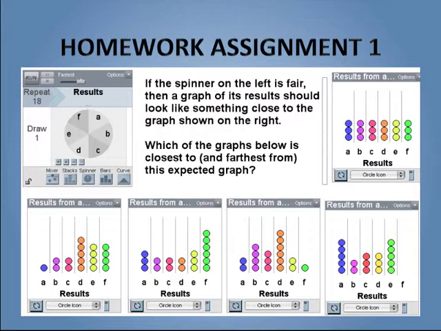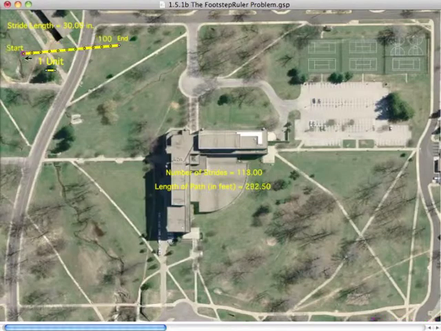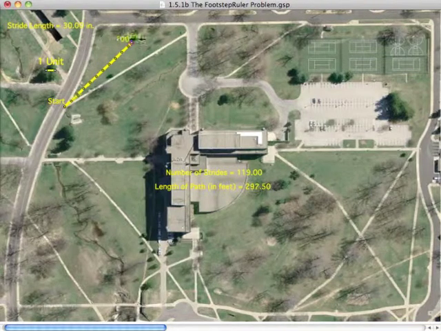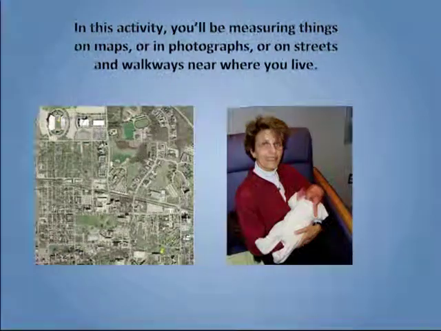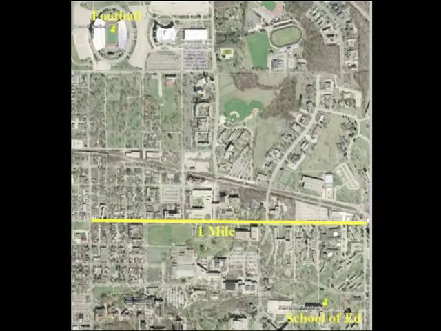This is also a problem about distances, but, for now, we'll focus on length and distances for objects that are easier to visualize. For example, in this activity, you'll be measuring lengths and distances on maps, or in photographs, or on streets and walkways near where you live. For now, we will focus on situations where distances are easier to visualize.